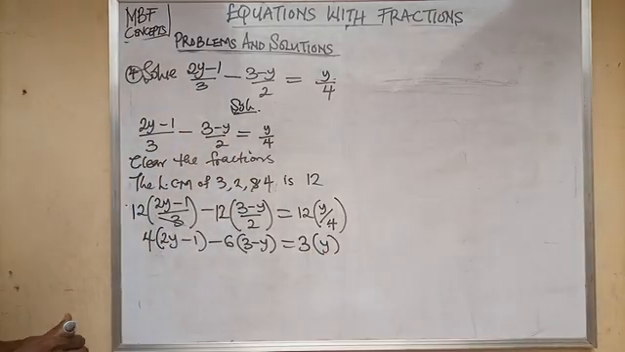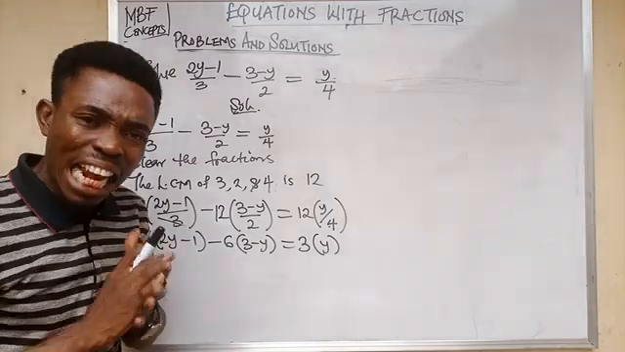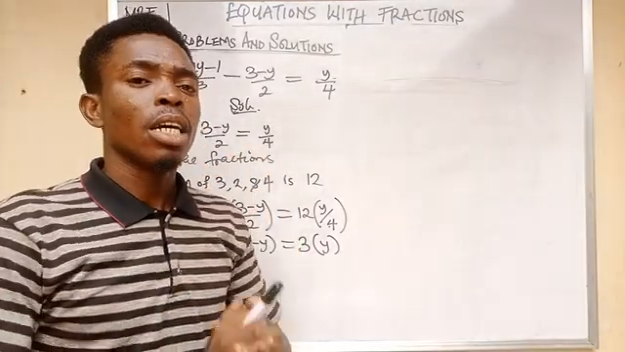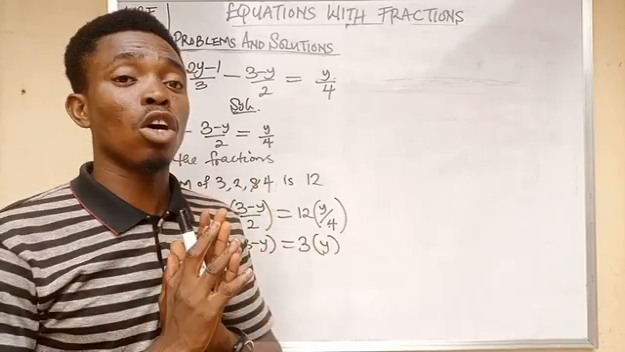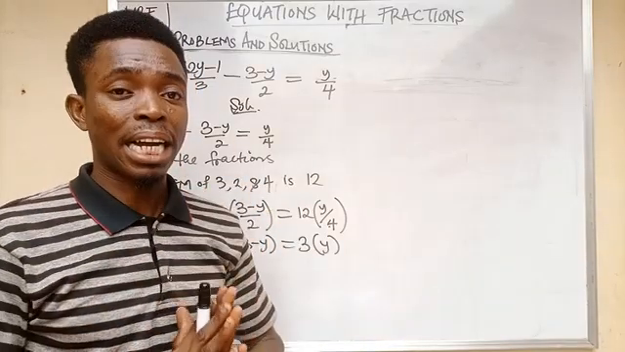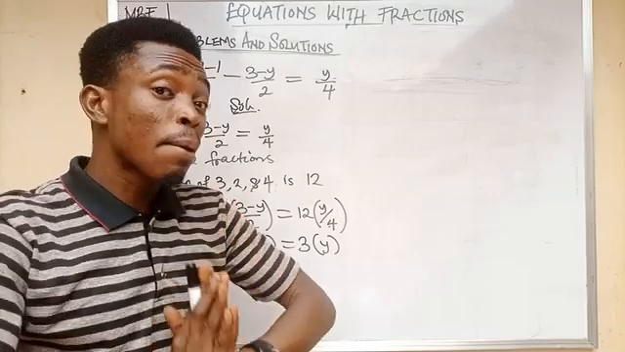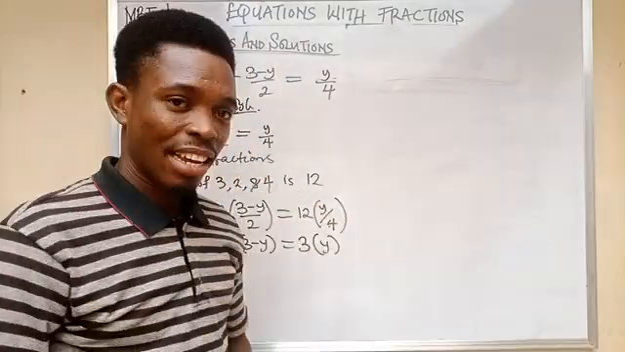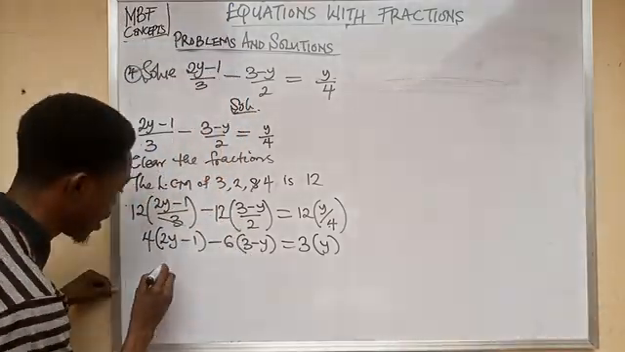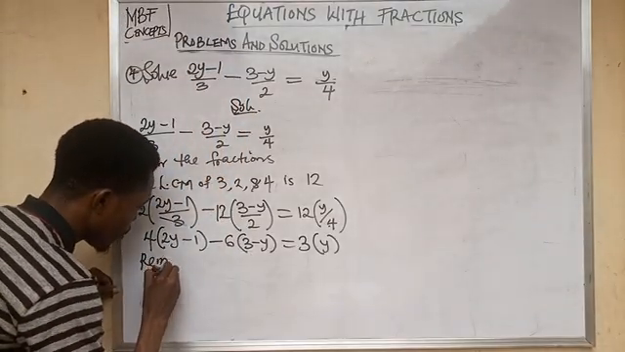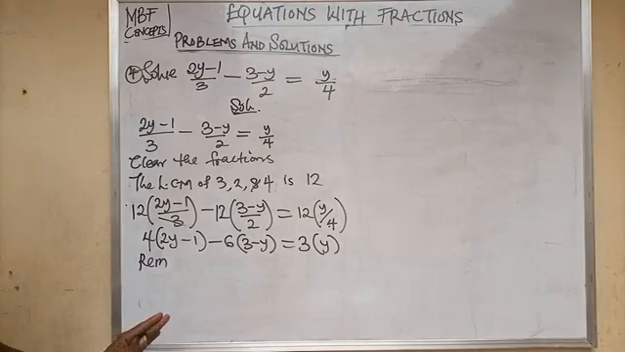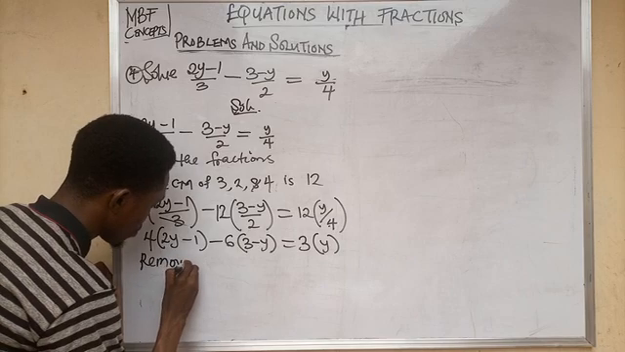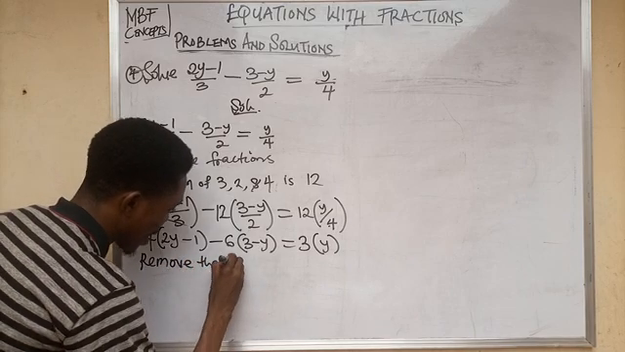Now, clearing the denominator has landed us with what? Equations with brackets, right? Yes, clearing the fraction has led us to an equation with brackets. And what do we do when we have an equation with brackets? We simply remove the brackets, or we simply clear the brackets. You can still use the word clear or opening the bracket, all right? Yes, they are all the same. Remove the brackets.